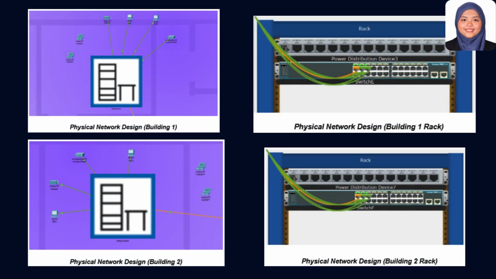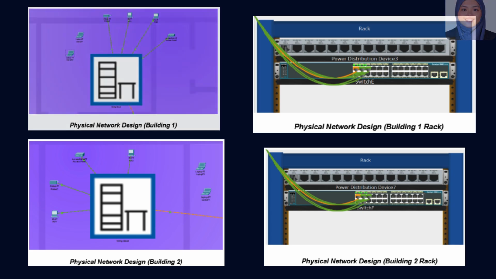Next, this is the physical network design for building 1 and building 2. As we can see, the upper side shows the physical network design for building 1, where the switch is connected with 2 PCs, 1 printer, and 1 access point. There are also 2 laptops. Next, the lower side shows the physical network design for building 2, where the switch is connected with 2 PCs, 1 printer, and 1 access point, and also 2 laptops. The right side shows us the physical network design for building 1 block and building 2.